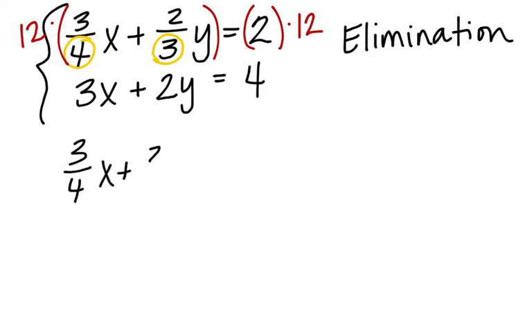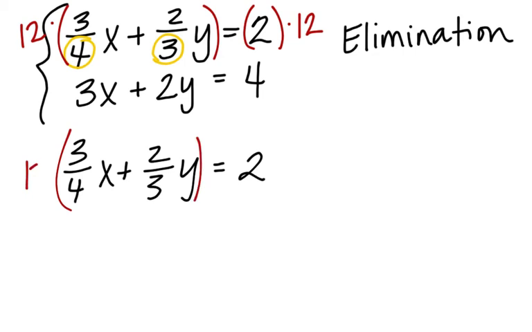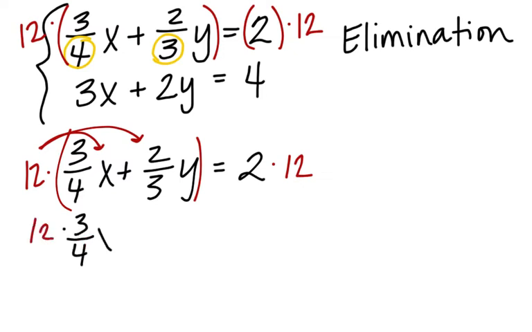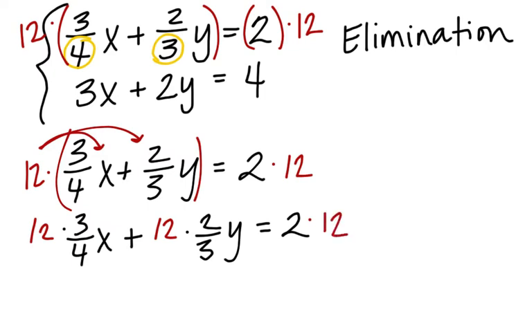Let me rewrite it so we can be clear. 3/4 x plus 2/3 y is equal to 2. If I'm multiplying the left-hand side of the equation by 12, as well as the right-hand side, that requires me to distribute the 12. So I'm going to be multiplying 12 times the first term, 3/4 x, and 12 times my second term, 2/3 y. And on the right-hand side, I'm just taking 2 and multiplying it by 12.